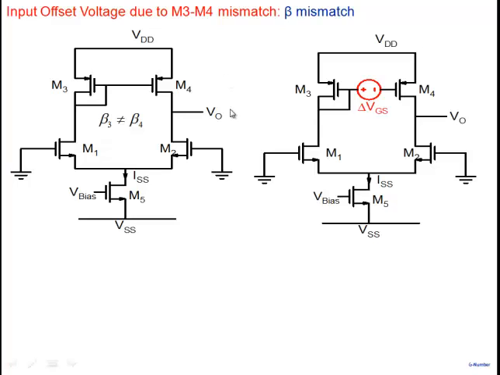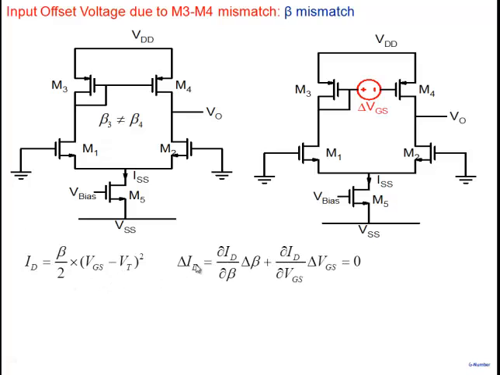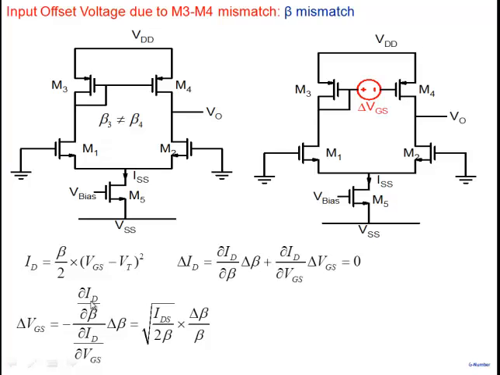If the betas of two transistors are different, what will it do? The currents of the two transistors are different. The same effect can be simulated by saying VGS of the two transistors are different. How do I do that? Note here ID is beta by 2 times (VGS minus VT) squared. Delta ID by beta plus the delta VGS term equals 0. So the effect of change in beta can be simulated by a change in VGS. And what is that change in VGS? Delta ID by so much here.